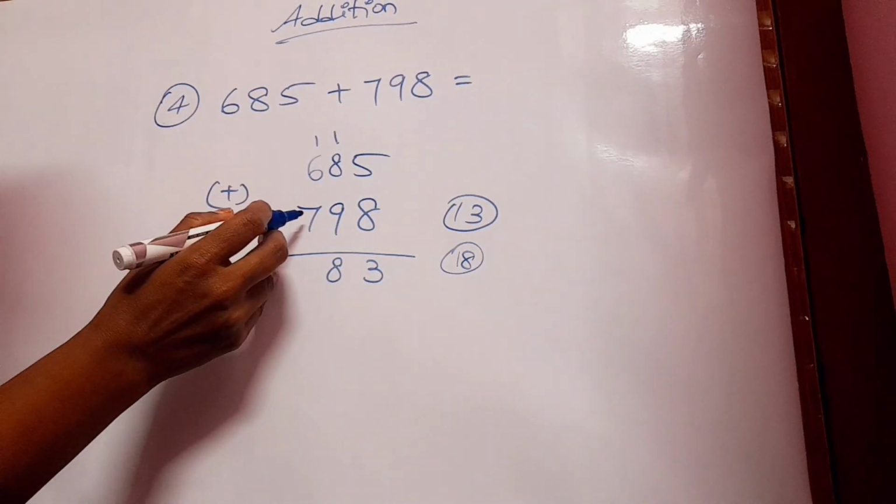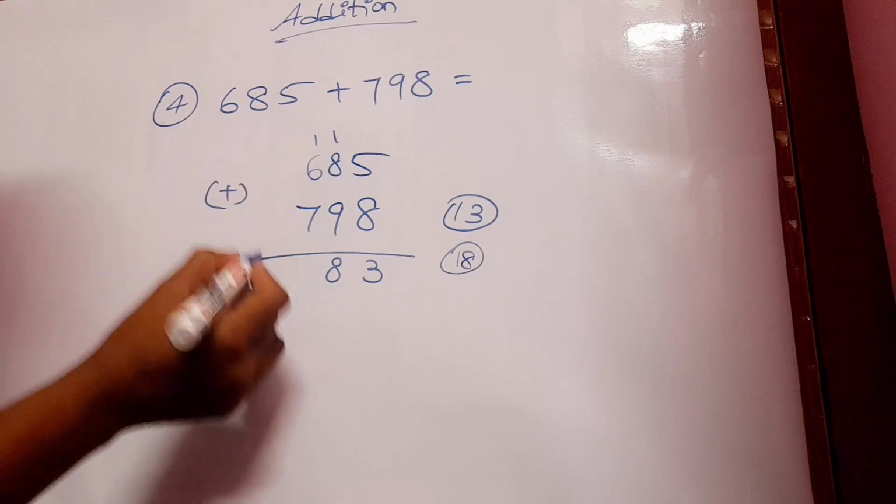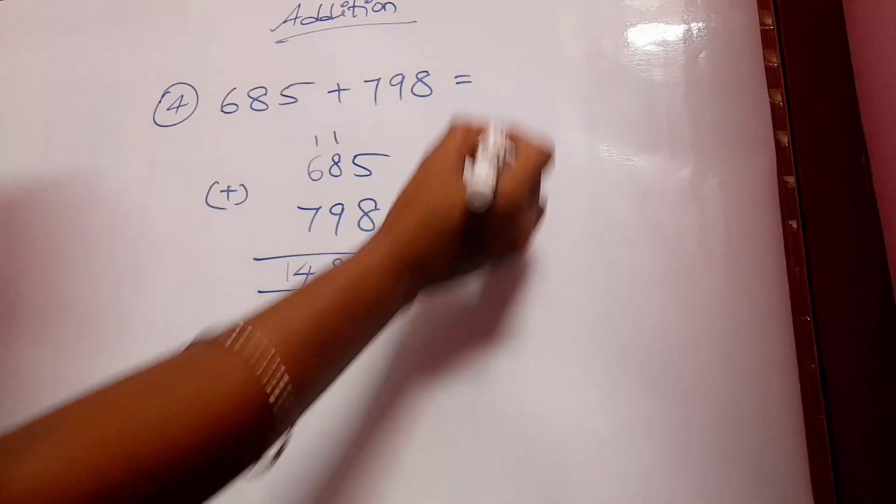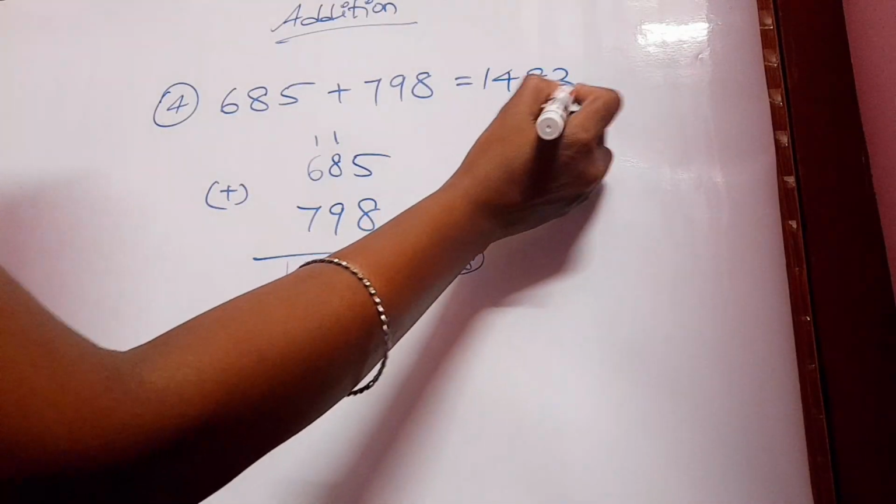6 plus 7, 13. 13 plus 1, 14. The answer is 1483.